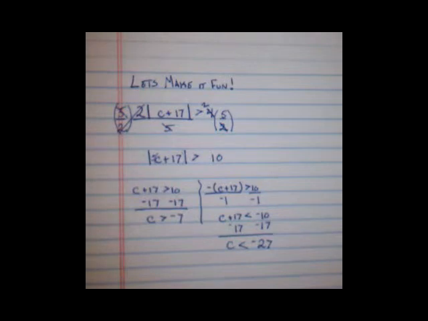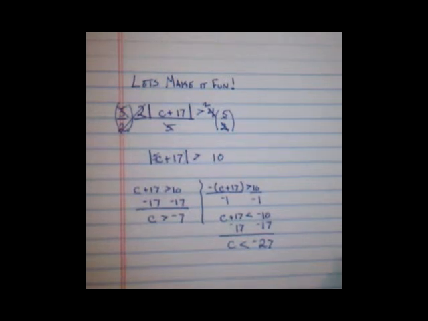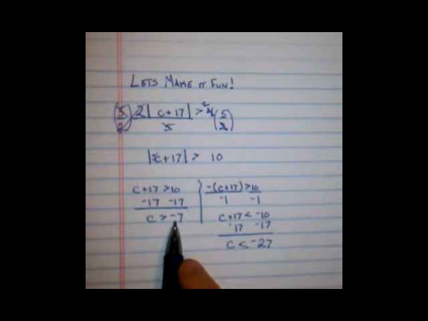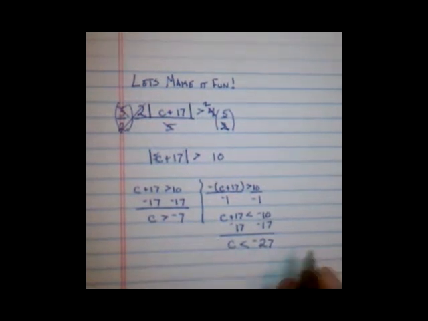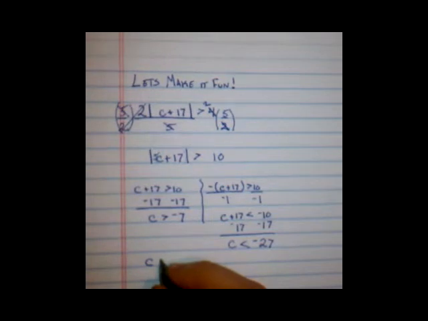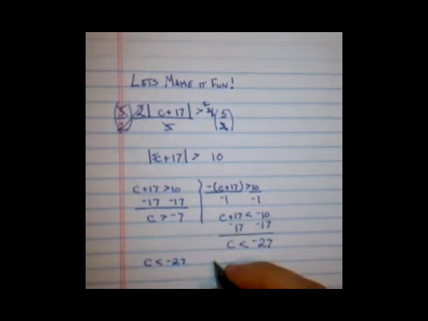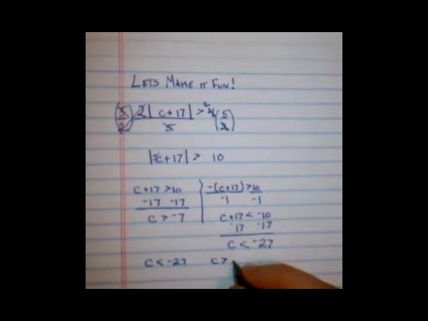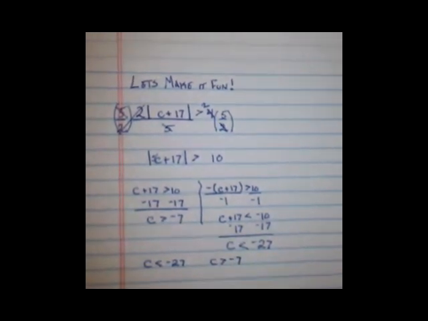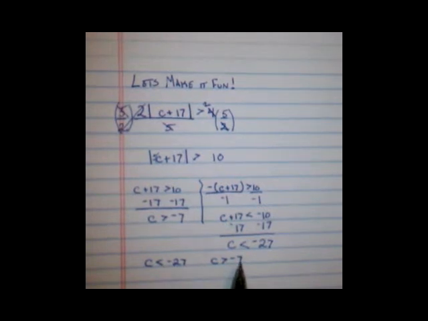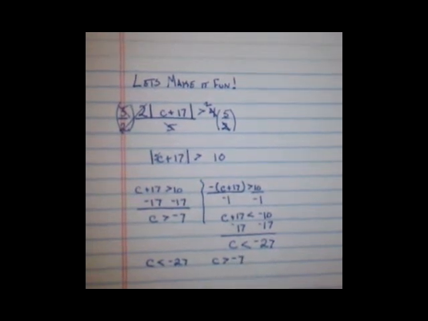They're done. They're solved. Let's go ahead and rewrite this stuff. Negative 27 is smaller than negative 7. So we're going to rewrite this. C is less than negative 27. The bigger one goes on the right. C is greater than negative 7. You see arrows point opposite ways. Negative on the left, larger negative on the right.